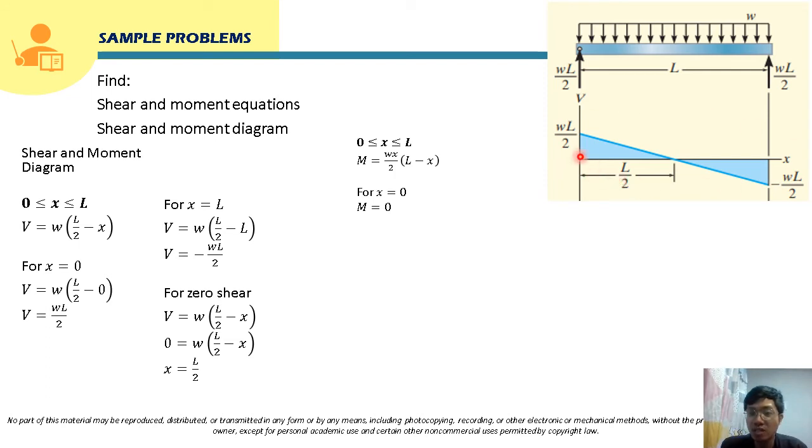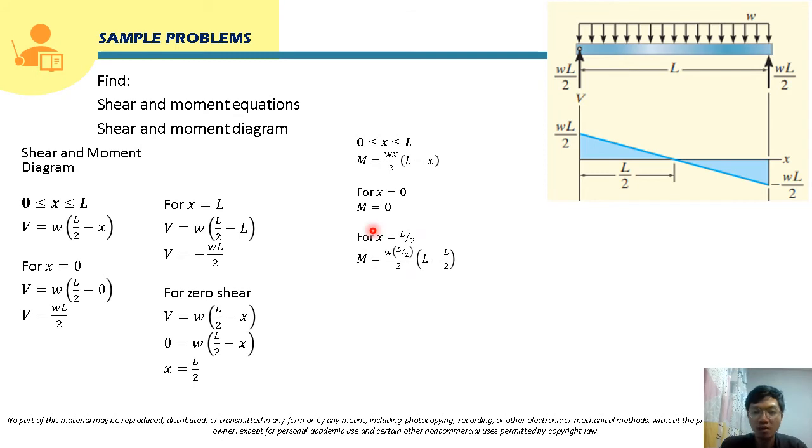In this case, our shear diagram is divided into two segments. So we have this segment and this segment. We are going to determine the moment at this point, the endpoint of this segment. At this point, we know that the distance x is equal to L over 2. So we are going to determine the moment at that distance x. We substitute L over 2 to all the variables x in our moment equation.